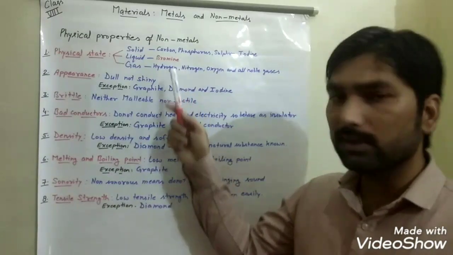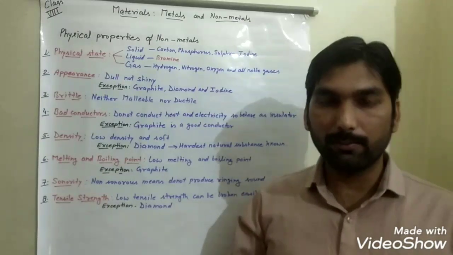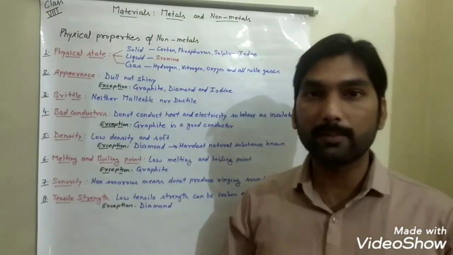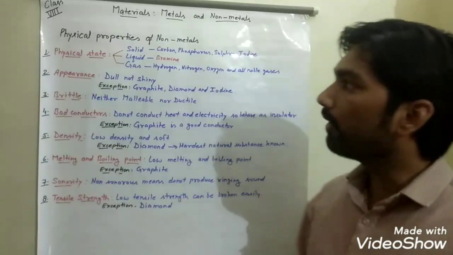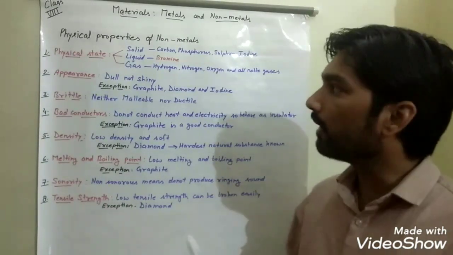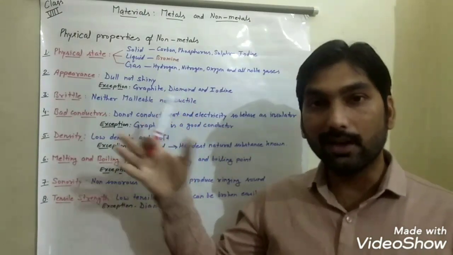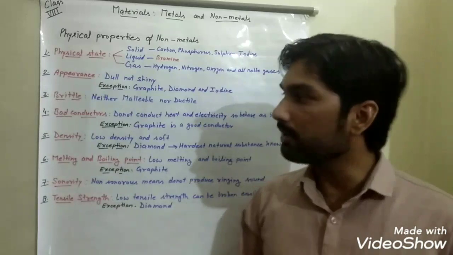So the exceptions and distinguished features are very often asked in questions, such as which non-metal is present in liquid state at room temperature. So you know, bromine is the non-metal which is in liquid state at room temperature.